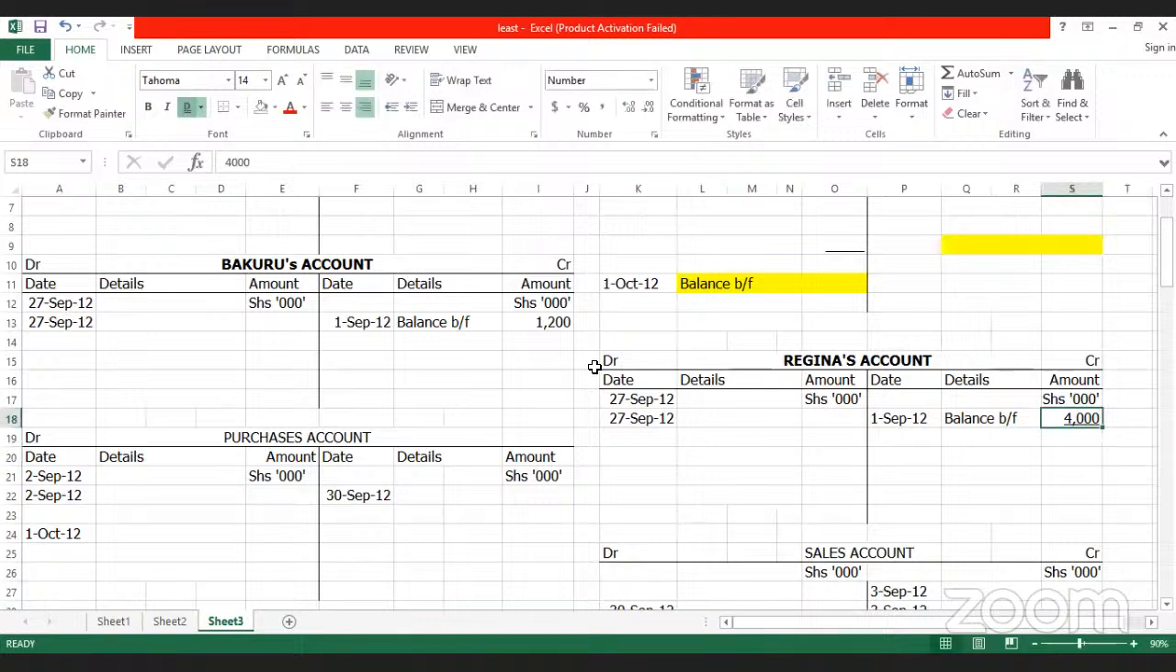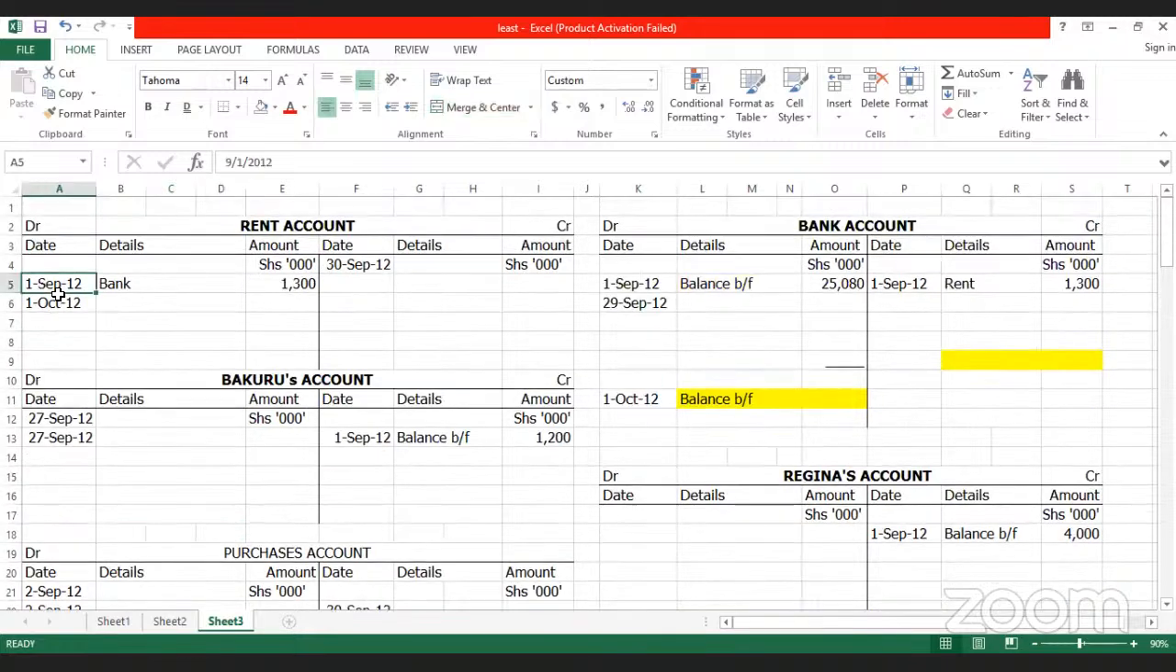Now they are telling you, on the second, what happened? On the second, bought goods on credit from Bakuru worth 1,520,000 and Regina 2,140,000. So which entries do we make in that case?